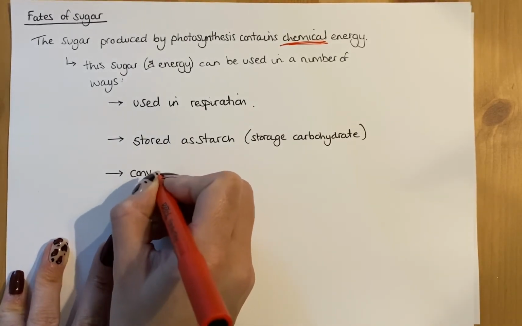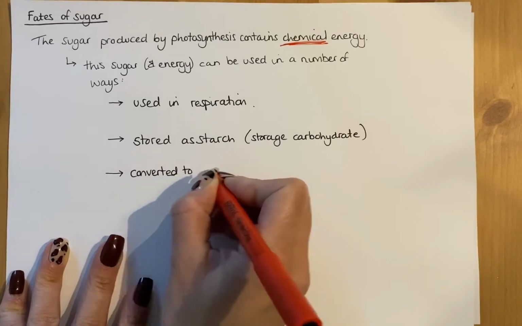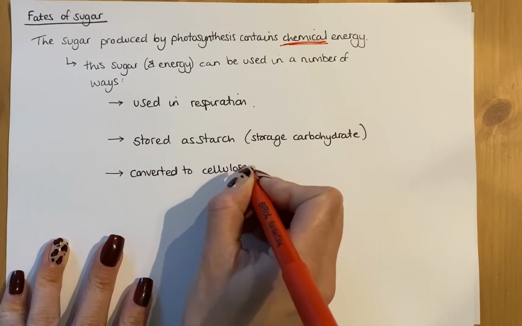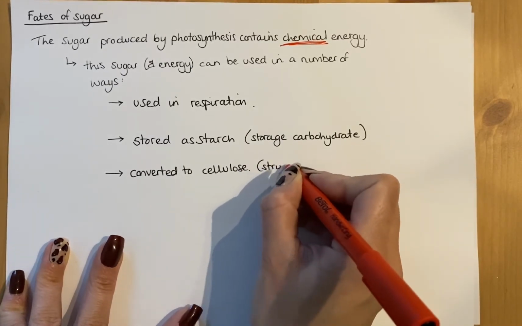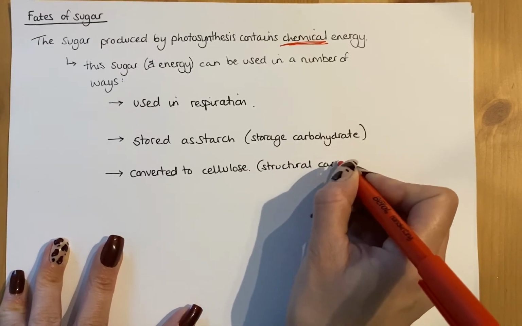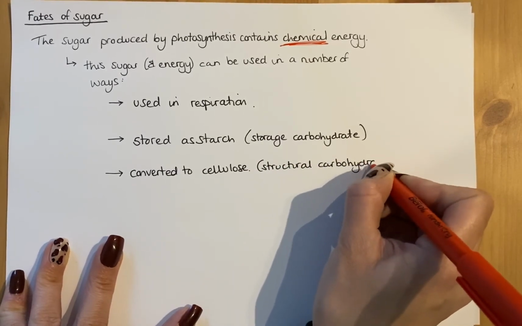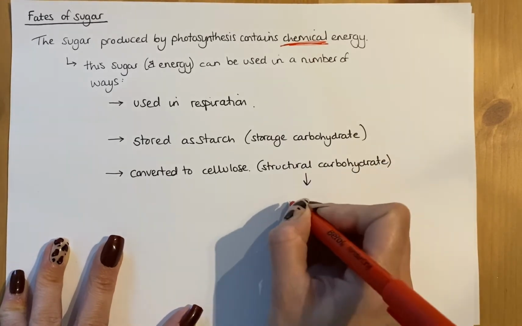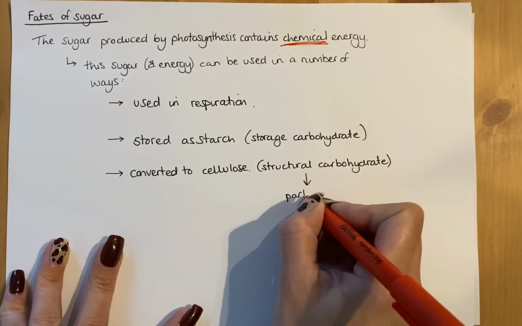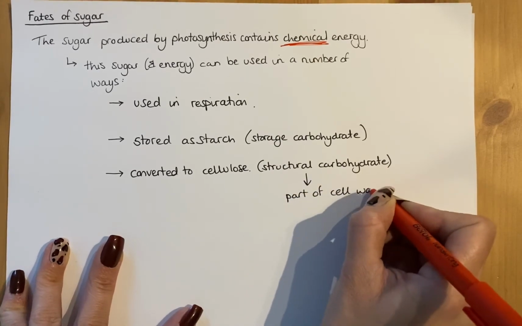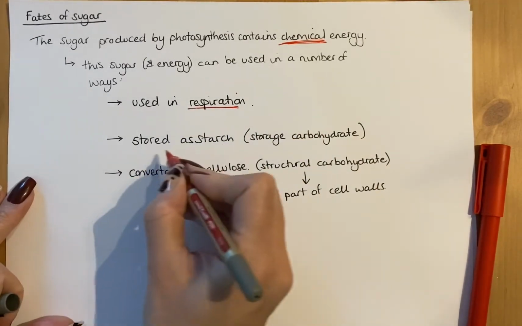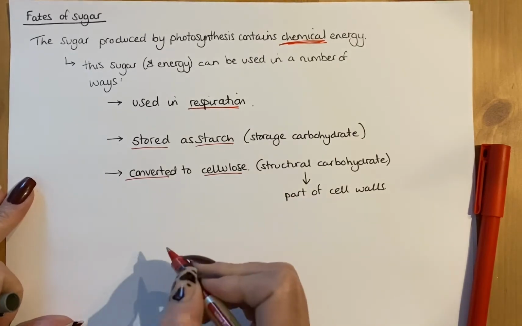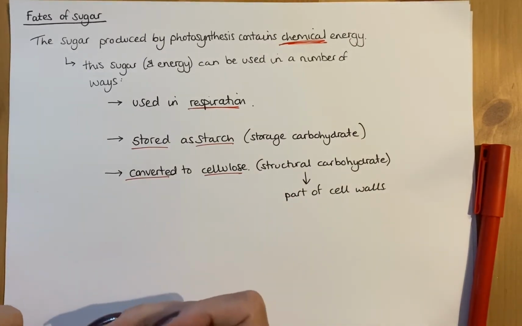Or it can be converted to something called cellulose. Hopefully we know what cellulose is already, the fact that it is used in cell walls, and it's called a structural carbohydrate. It's made as part of cell walls. So these are the 3 fates of sugar. They're either used in respiration, stored as starch, or converted to cellulose. If you're asked that in an exam question, these are the 3 ways that sugar can be used.